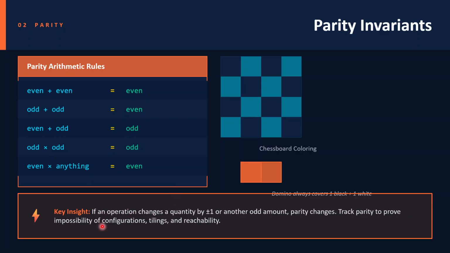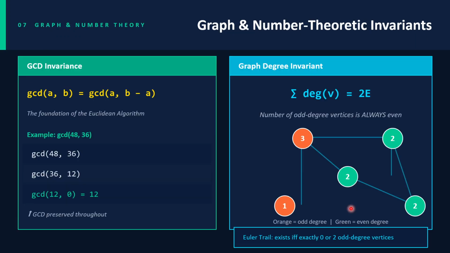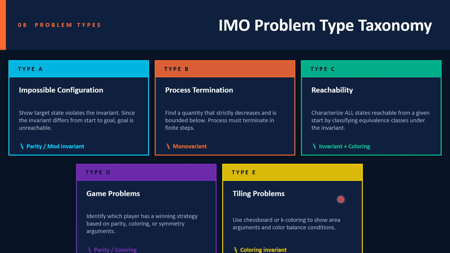Wait a minute. See here, the key insight. We can track parity to reach impossible configurations. So that's not actually quite impossible, but it's quite impossible without invariant. So this is a monovariant type problem.